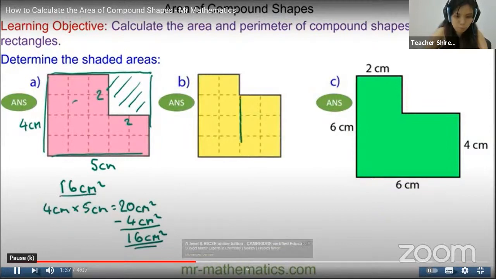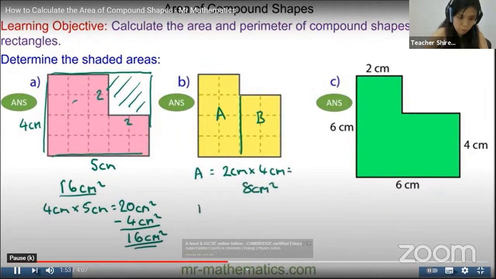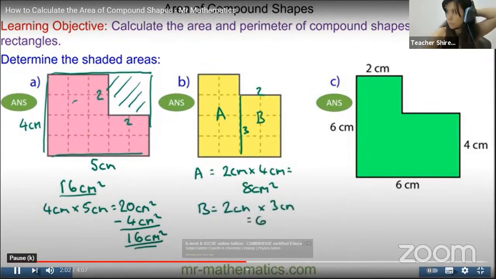We have two rectangles, rectangle A and rectangle B. Rectangle A can be found as 2 centimeters times 4 centimeters, which is 8 centimeters squared. Rectangle B, which is 2 by 3, which is 6 centimeters squared. So in total, add them together, we have 14 centimeters squared.